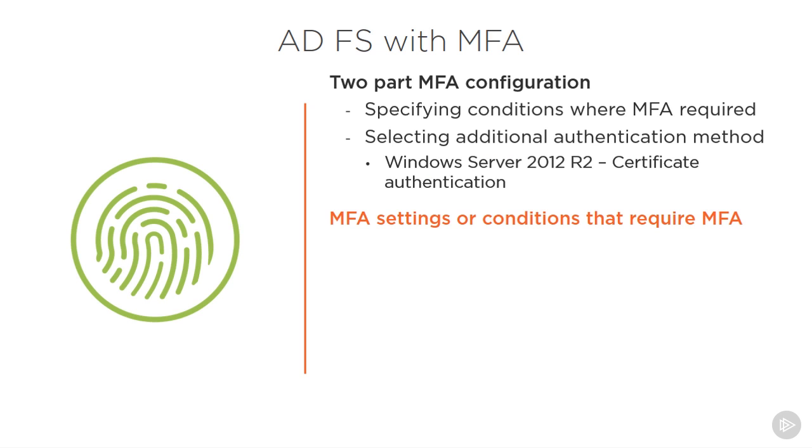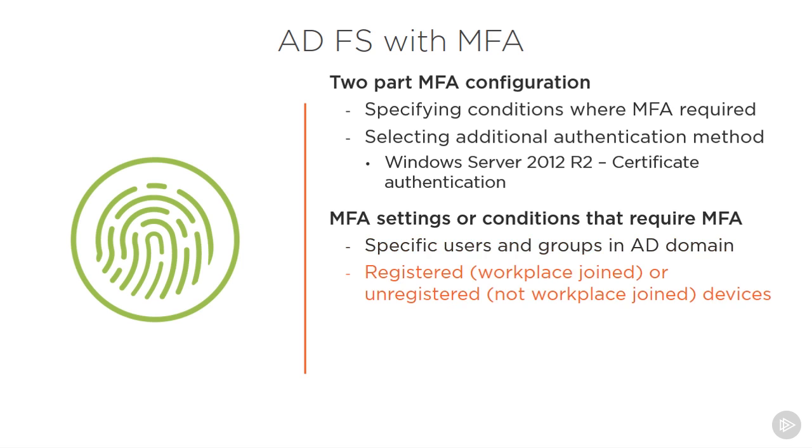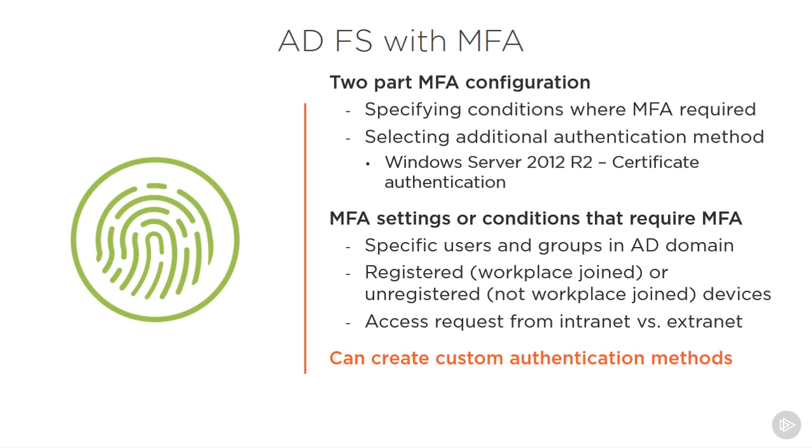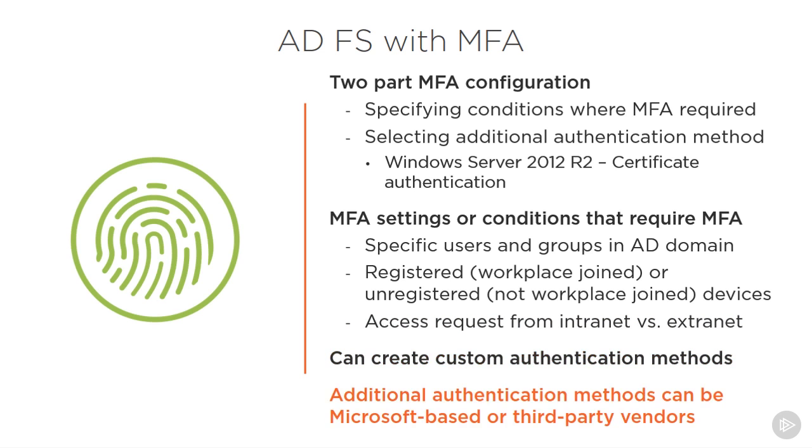MFA settings are conditions that require MFA: specific users and groups in an Active Directory domain, registered workplace joined or unregistered not workplace joined devices, and then access requests from intranet versus extranet. These are settings or conditions that require MFA. You can create custom authentication methods in addition to the normal ones you use for MFA, and there are additional authentication methods that can be Microsoft-based or third-party vendors.